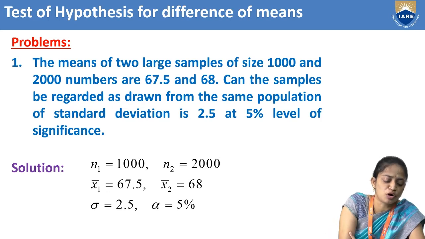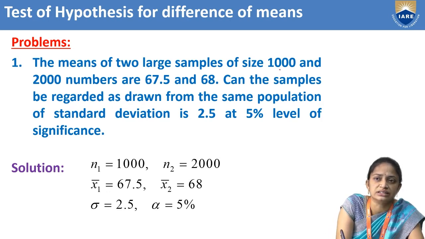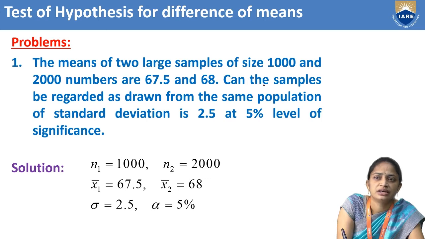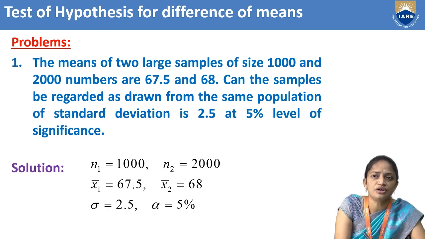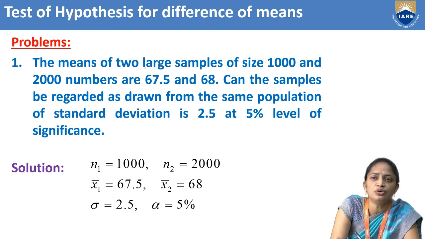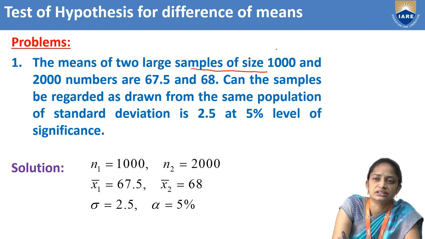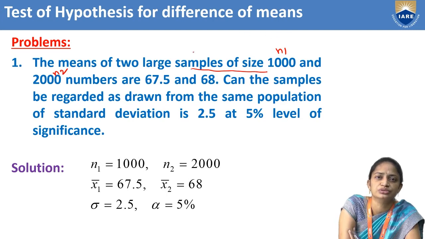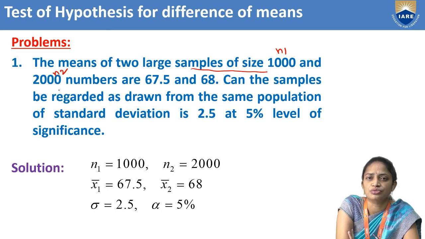Let us consider the first problem. The means of two large samples of sizes 1000 and 2000 are 67.5 and 68. Can the samples be regarded as drawn from the same population of standard deviation 2.5 at 5% level of significance? Here they have given two sample sizes, so we consider n1 and n2. The first sample size is n1 equal to 1000 and the second sample size is n2 equal to 2000.